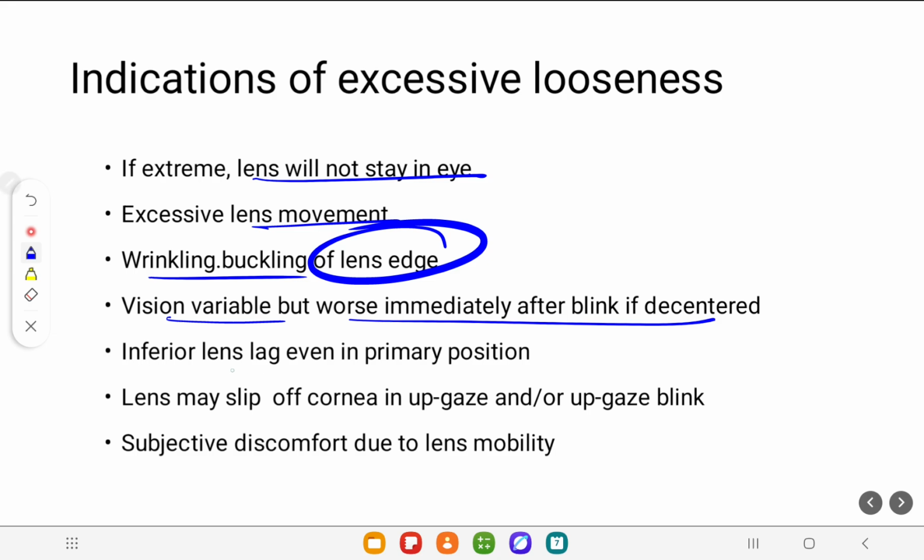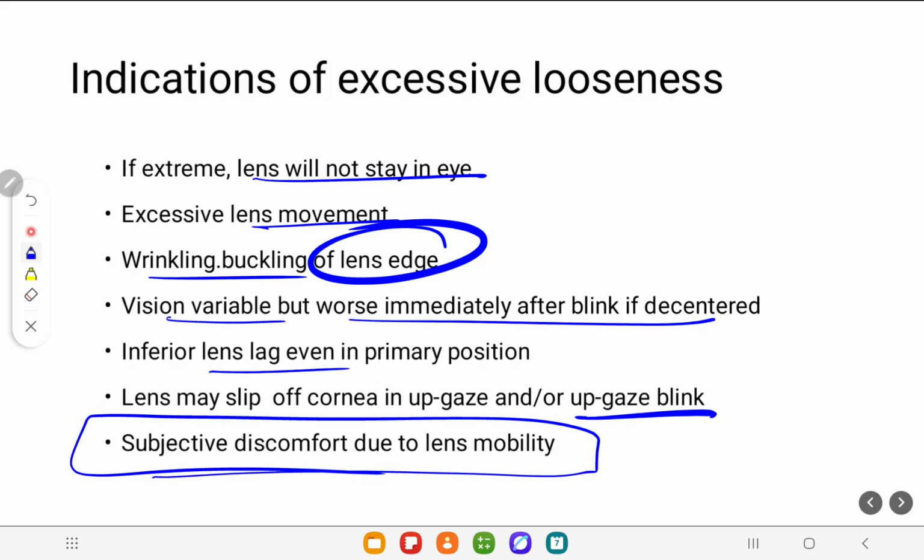So inferior lag, which is very simple to notice. The lens may slip off the cornea in off gaze, which is very important. Subjective discomfort due to the lens mobility is very common. It's the only feature of flat fitting, at least for the initial 1 hour. Yes, steep fitting or optimal fitting is comfortable initially.